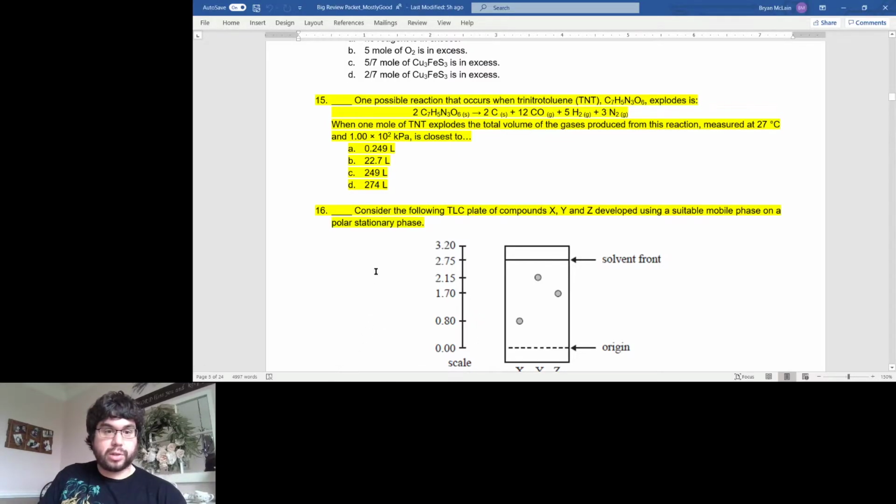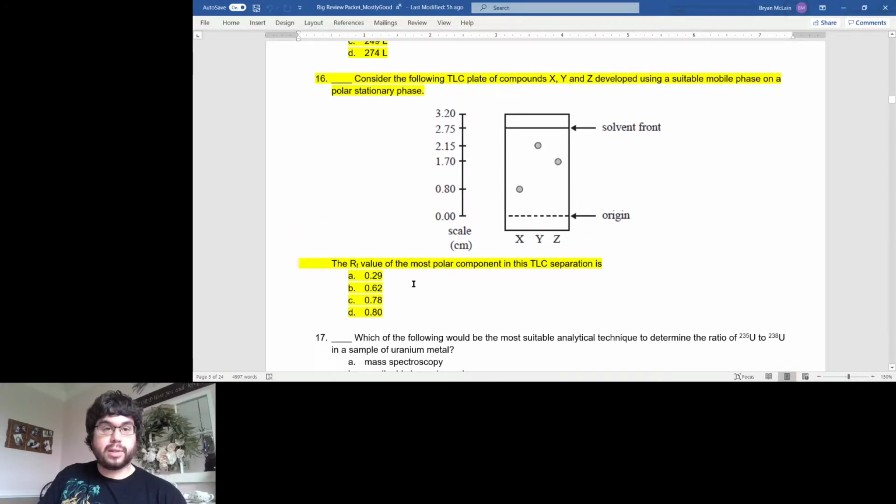All right, the next question is question number 16. A lot of people had a question about that as well. This one I'm not going to do any math with really, but this has to do with TLC, thin layer chromatography. This is something I did not get a chance to talk to you about in person. I went over this with a video.